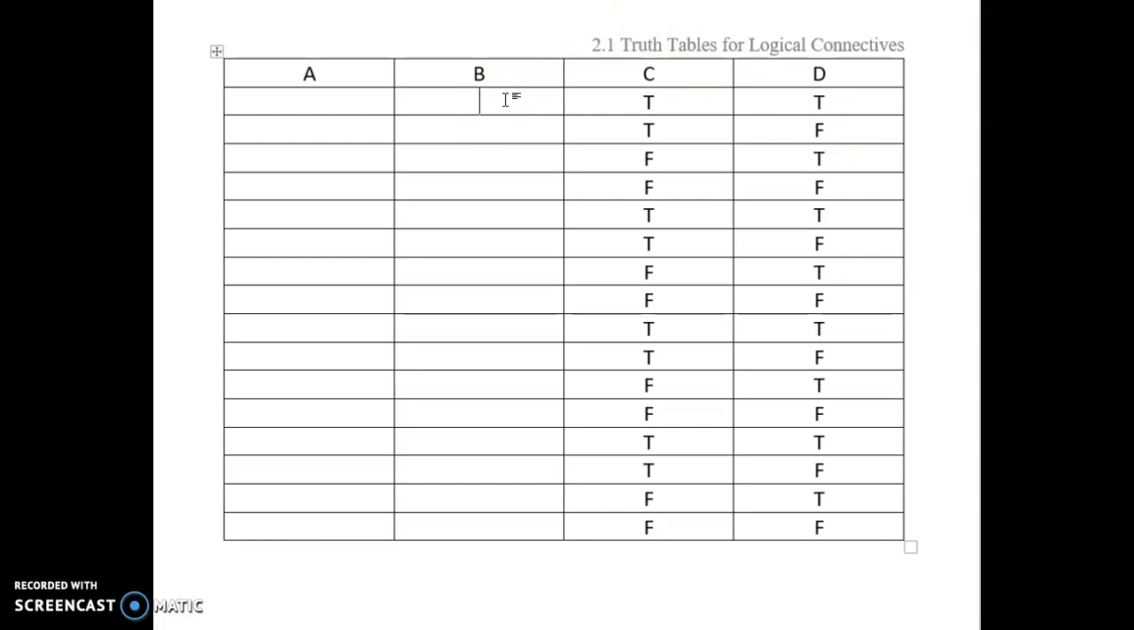Then you're going to double up again. True, true, true, true. False, false, false, false. True, true, true, true. False, false, false, false. 16 times. The last one's going to have 8 trues and 8 falses. 1, 2, 3, 4, 5, 6, 7, 8. 1, 2, 3, 4, 5, 6, 7, 8. And look at that. Voila.